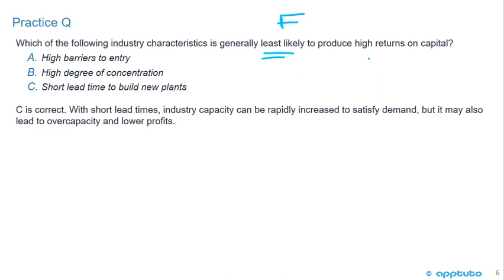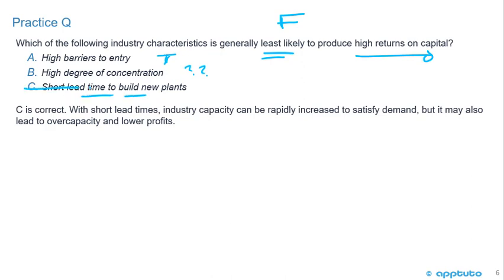Okay, and then I'm going to read the last part of the sentence. To produce high returns on capital, high barriers to entry. Yeah, that's true, because if there's a high barrier to entry, I've got some pricing power, correct? High degree of concentration. Well, that one might be a bit of a question mark, because a high degree of concentration means a couple of firms control a lot. But again, I'm going to look at the last one. Again, I might be questioning something, not exactly sure. Then I'm going to read the last one. Short lead times to build new plants?